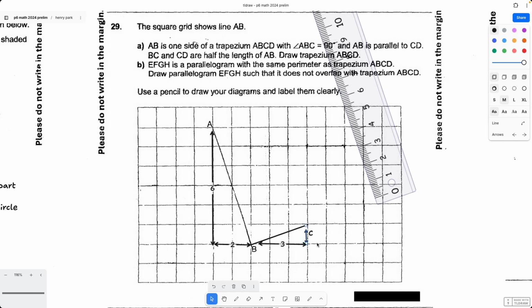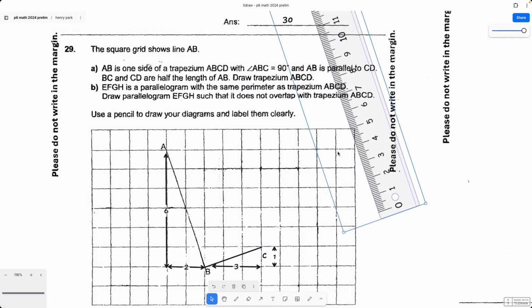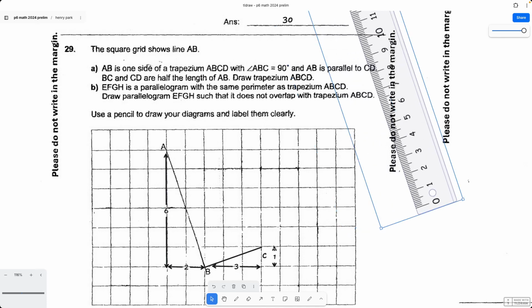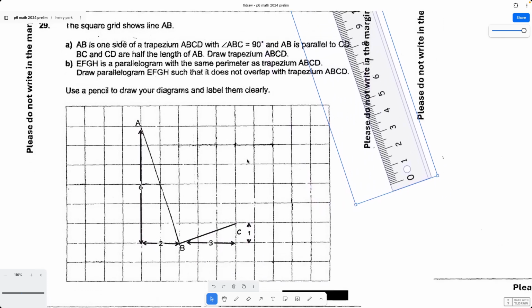Okay, what you see over here, right? Then this should be 1, like this. So that's basically what it means by half of the length. So ABC, BC is half the length of AB, and CD is also 3 is to 1.